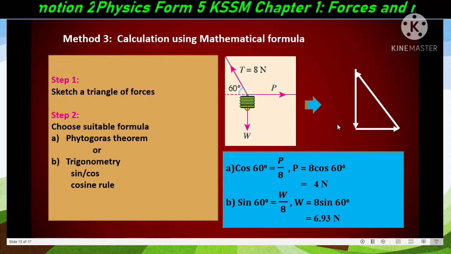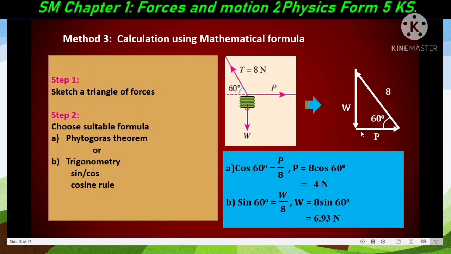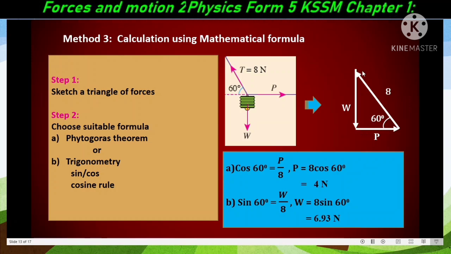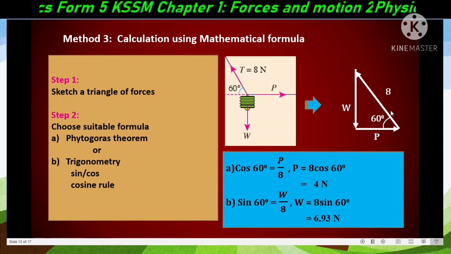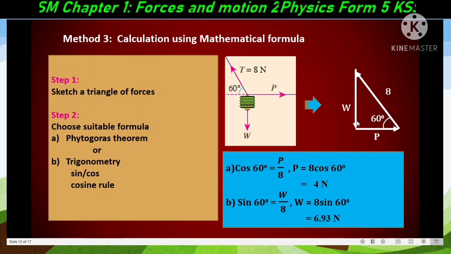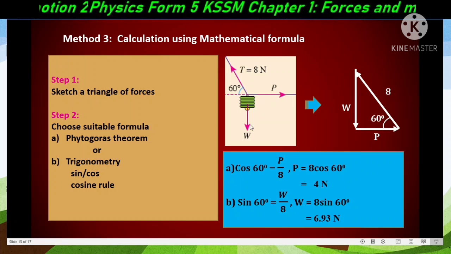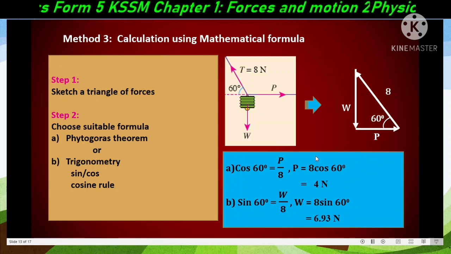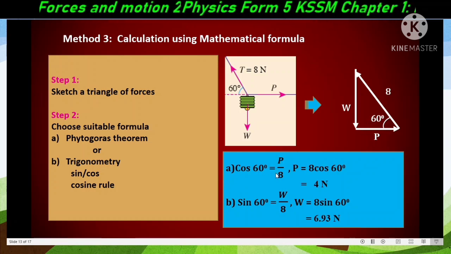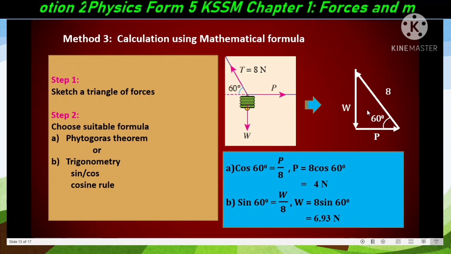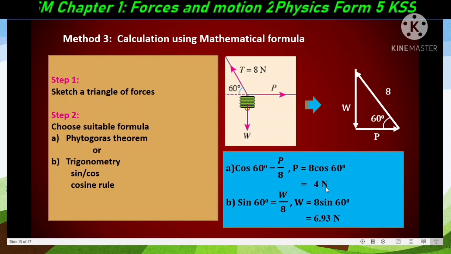Okay, so look at this one. We sketch a triangle of forces, so we get it like this. Draw W, followed by P and then Q. This one is just a sketch, so no need to measure anything, just sketch. So this is a right angle triangle. Now we want to find P and W, so we can straight away use sine and cosine. If we use cos 60, then cos 60 equals P divided by 8. Cos 60 is adjacent divided by hypotenuse. Thus P equals 8 cos 60, which equals 4 Newton.